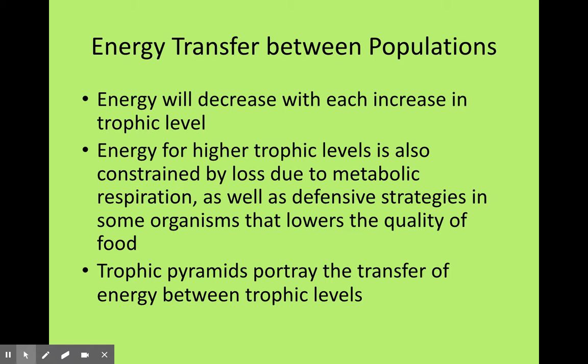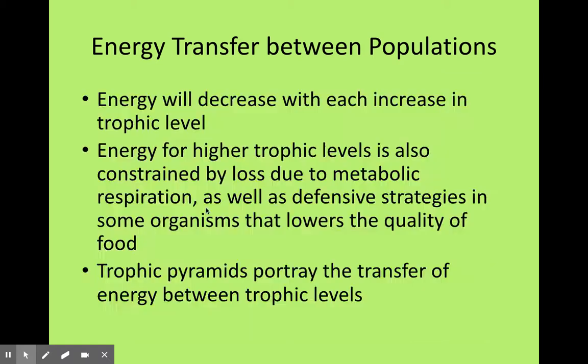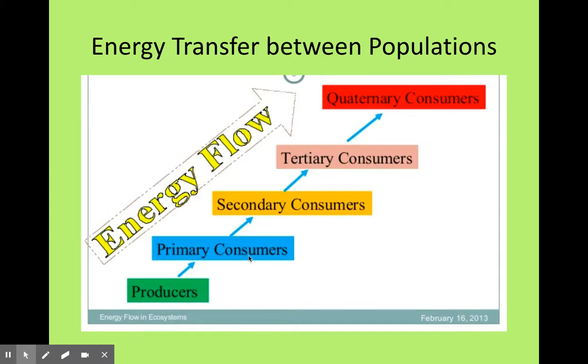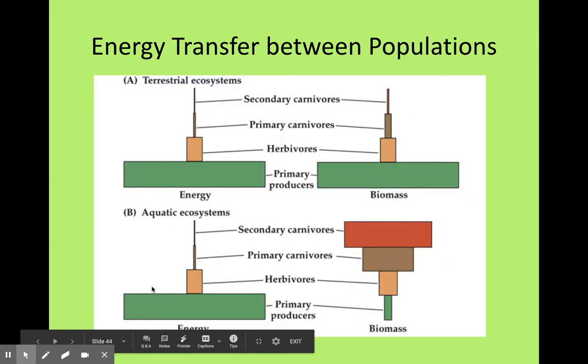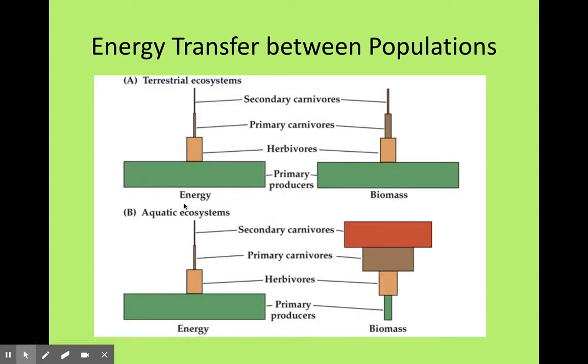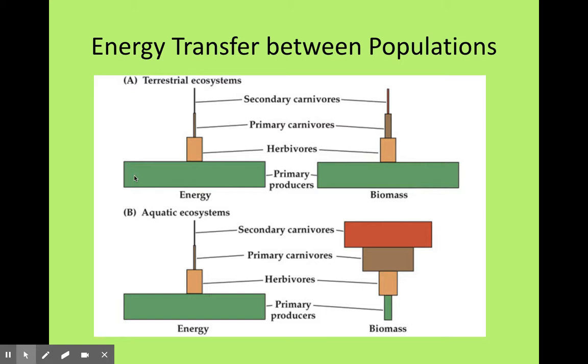Trophic pyramids portray transfer of energy between trophic levels. So, typically, let me go back here. I'm sure it's coming up in the notes, but typically, every level that you go up, you're losing 10% of the energy from the previous level. That's kind of confusing, but we'll get into that hopefully coming up. So, when we look at these, they typically represent biomass. This is how many organisms live in this trophic level.